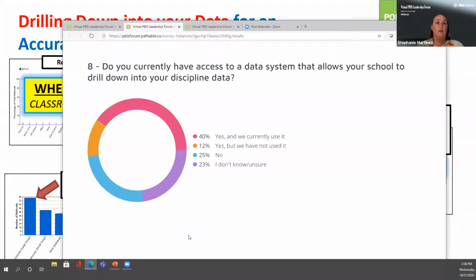So Heather's pulled the results of that poll up, and it looks like overwhelmingly, about 37% said the data system that your school currently has does allow you to drill into your discipline data, and they're currently using it, followed closely by no or I don't know, I'm unsure.